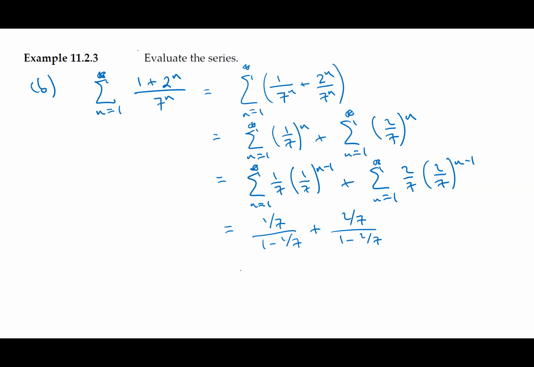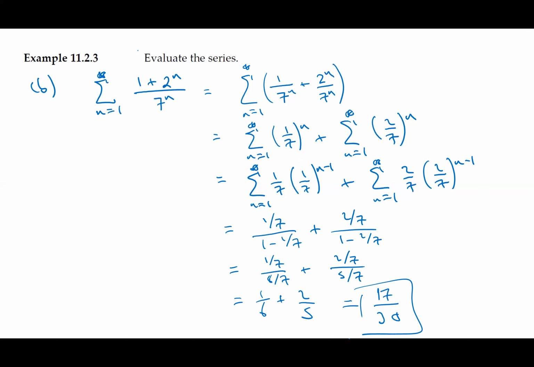So what do we get here? We have 1/7 over 6/7 plus 2/7 over 5/7. So let's see, 1/6 plus 2/5, which will be what? 5 plus 12 over 30, 17 over 30. All right.